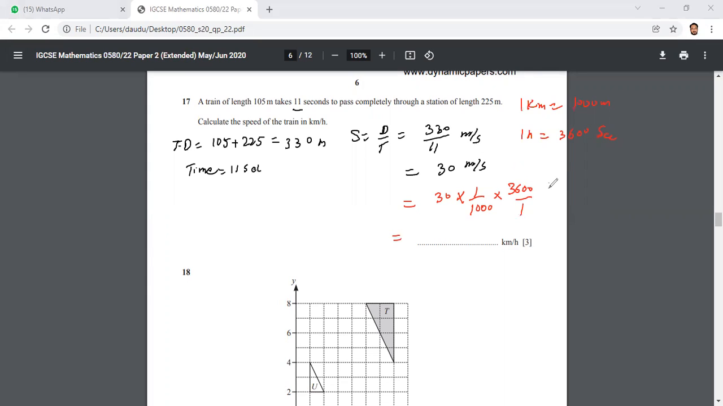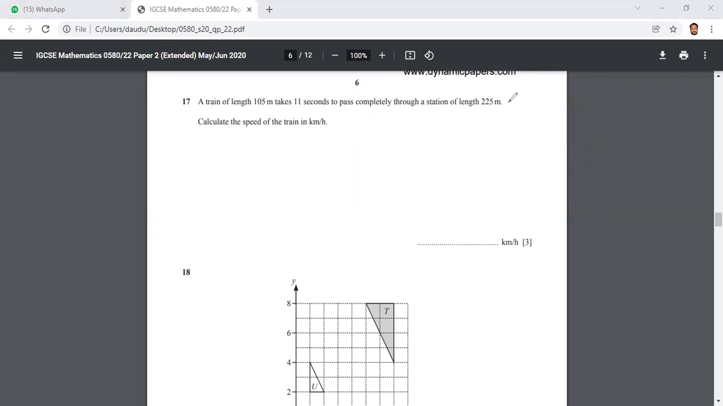This is kilometer per hour now. So 30 multiply 3600, what comes, divided by 1000? It is 108. 108 kilometer per hour. Hope so it is clear. We move next.